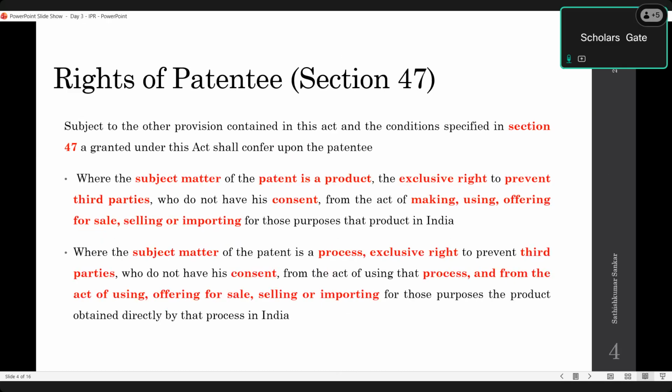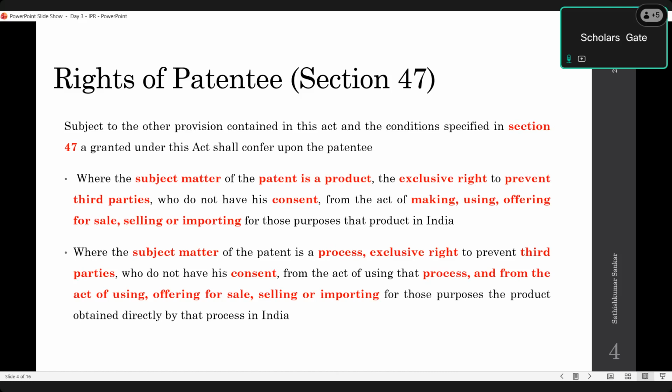Now the rights of the patentee under Section 47 of the Patent Act 1970 are clearly defined. Where the subject matter of the patent is a product, the patentee has the exclusive right to prevent third parties who do not have his consent from the act of making, using, offering for sale, selling or importing that particular product in India.